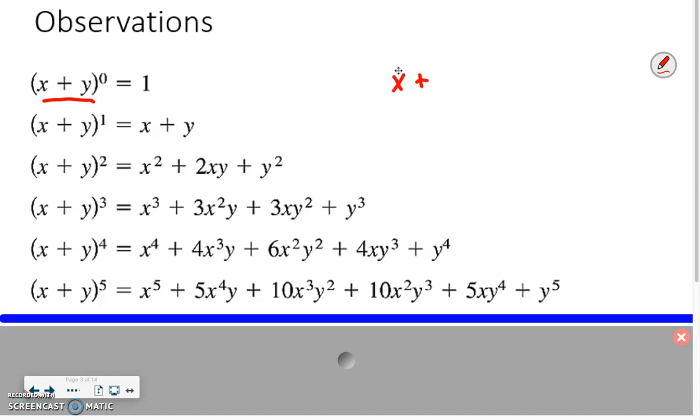X plus 5, would that be a binomial? Sure. 7x plus 5, is that a binomial? 7x plus 5y, is that a binomial? 7x plus 5y minus 1, is that a binomial? No, what's that? It's a trinomial.